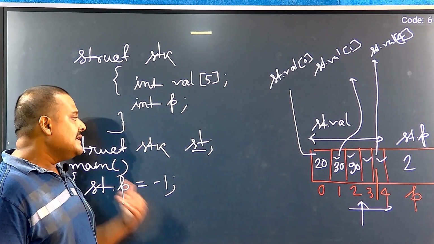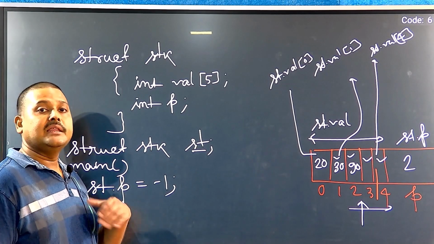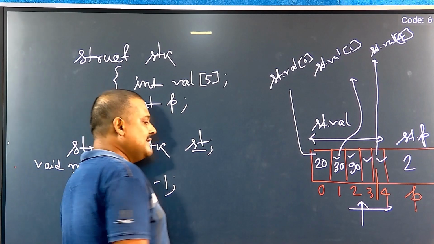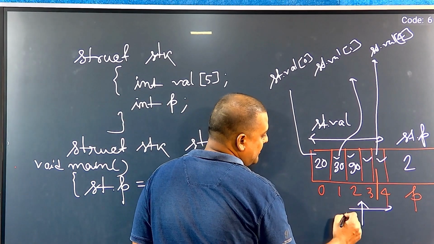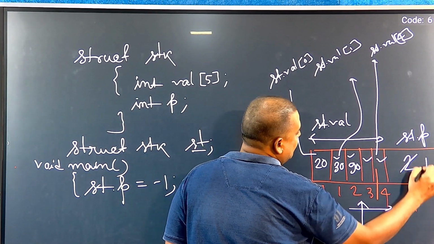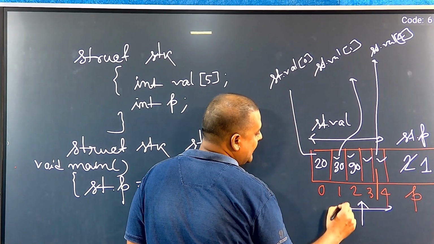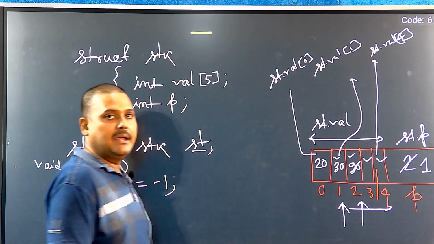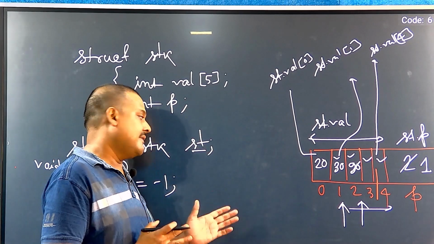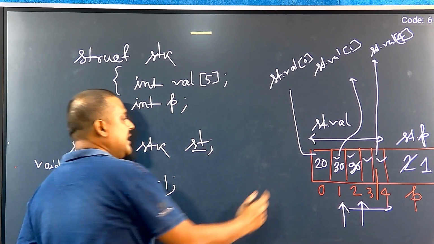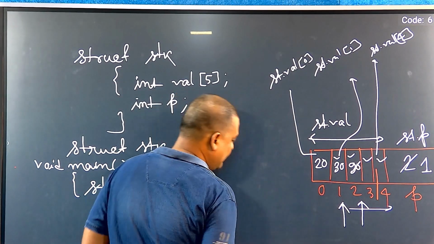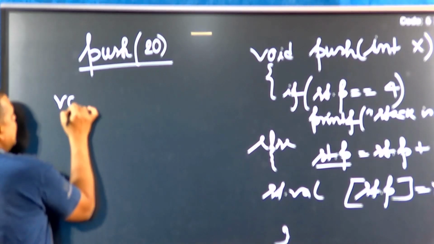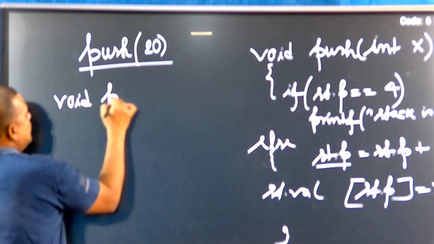Now, deletion means what? As I told, nothing is deleted until that value is replaced by some other thing. So, we will just decrement the value of p by 1. If we decrement the value of p by 1, then p will point to this place, that means this value is not referred by my implementation. So, this way we can delete this value.